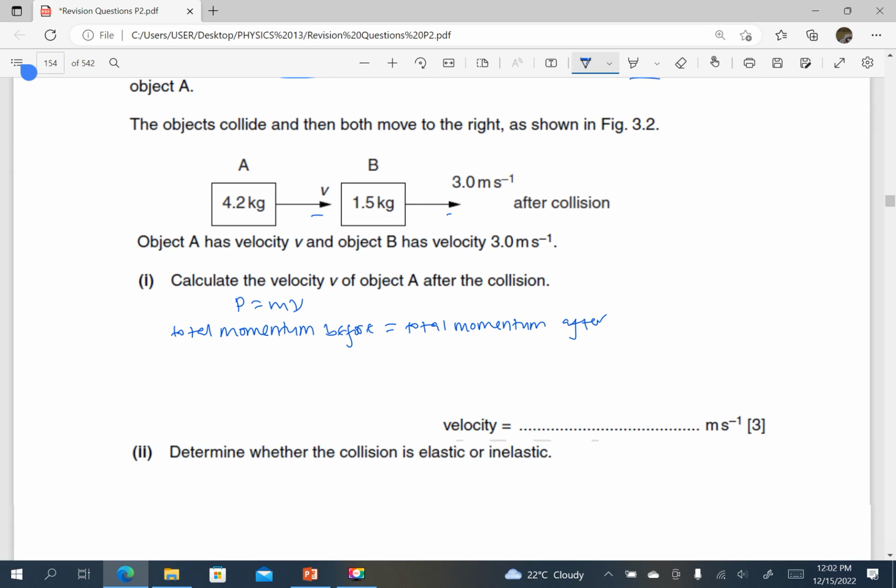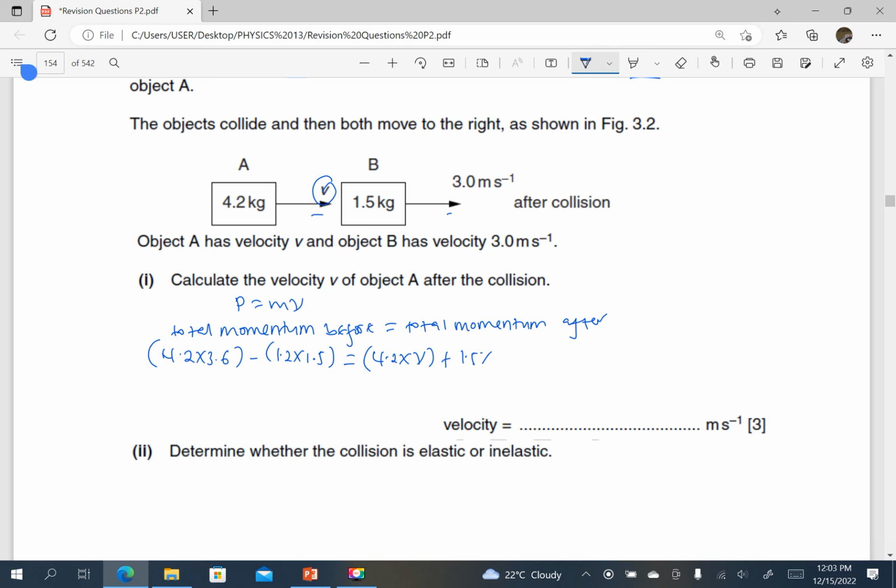So this is going to be 4.2 times 3.6 minus 1.2 times 1.5 should be equal to, after collision, they move in the same direction, so the total momentum will be 4.2 times the velocity v for A plus 1.5 times the velocity 3.0 for B. So I will just press the calculator from here. There is nothing to make the subject here.